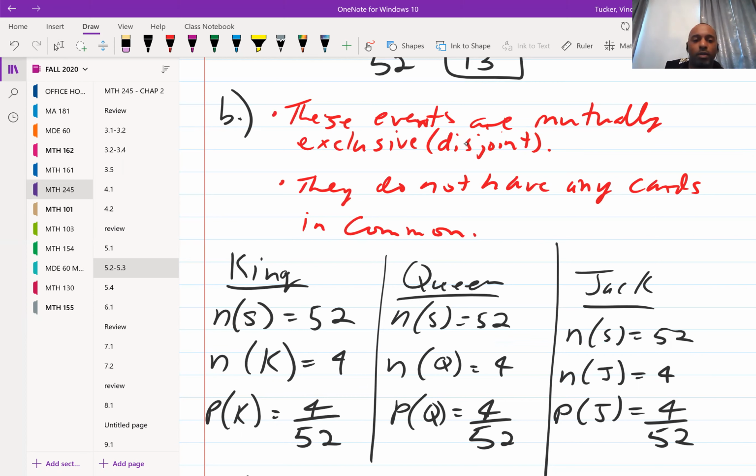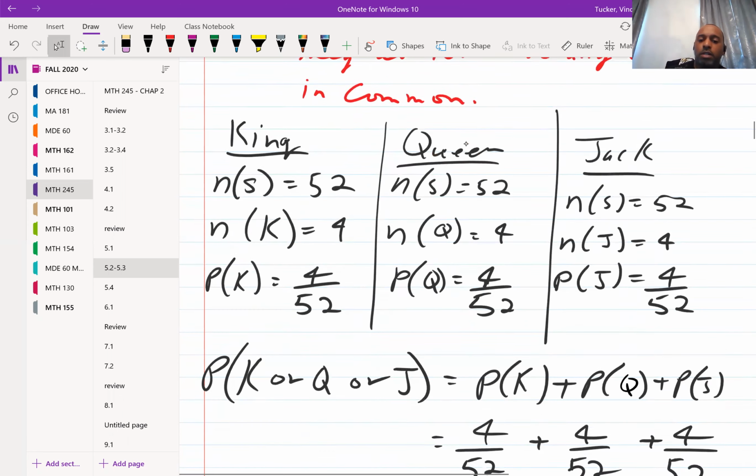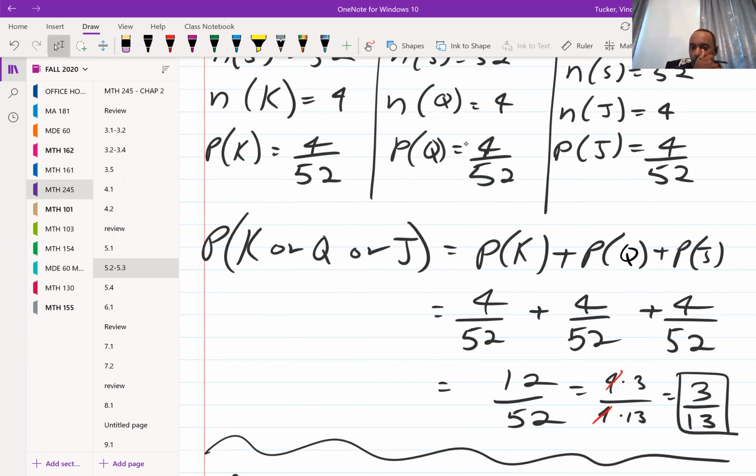But for this one, there are 4 kings, 4 jacks, and 4 queens. You put each 4 over 52, and then we add them together to find the probability of king or queen or jack. That ended up being 12 over 52, and then we can reduce that to 3 over 13. Any questions?